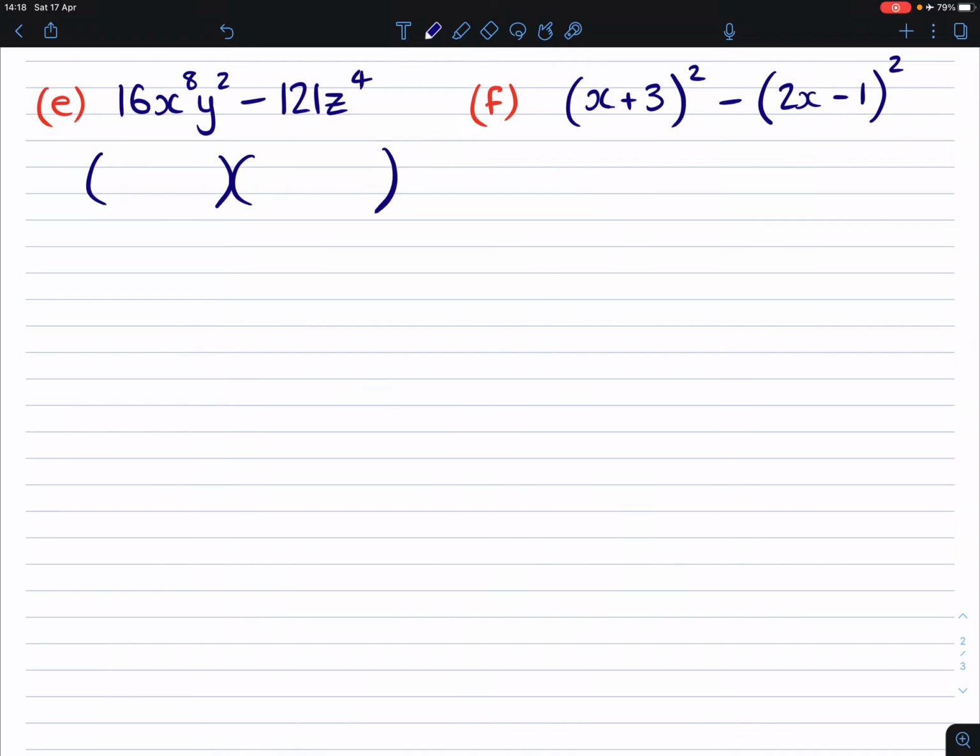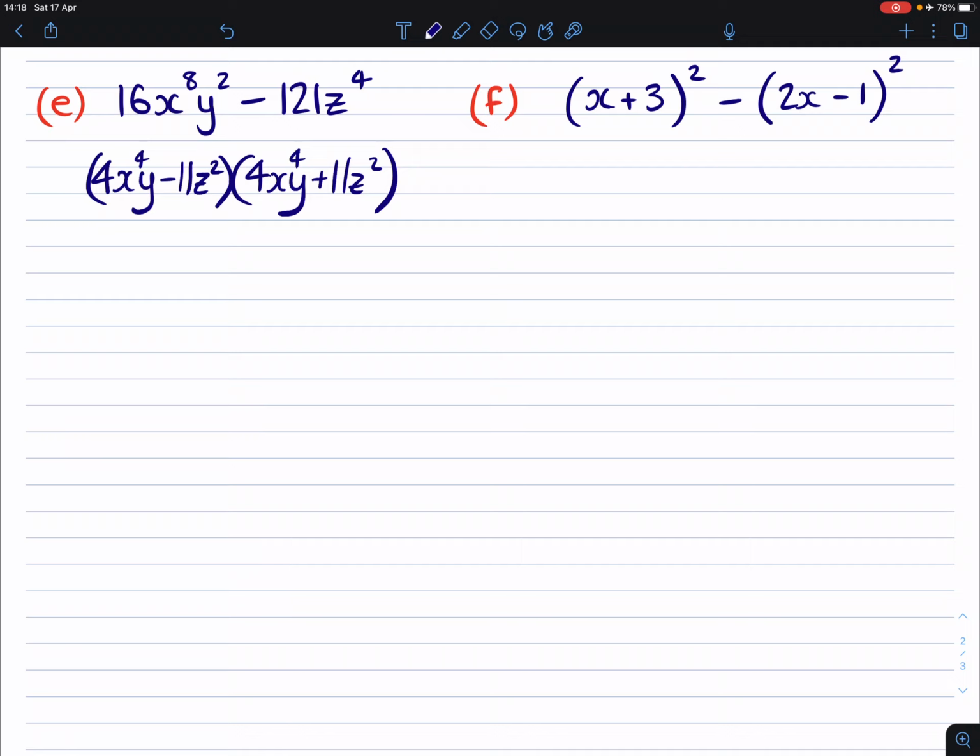Anyway, I digress. For part E here, square root of 16, 4 and 4. Square root of x to the power of 8 is x to the power of 4 times x to the power of 4 will make x to the power of 8. And then the y squared will give us y and y. 121, square root of that is 11. Square root of z to the power of 4 is z squared. Squeeze this in here, and 1 is a minus, 1 is a plus in order to make that difference happen.